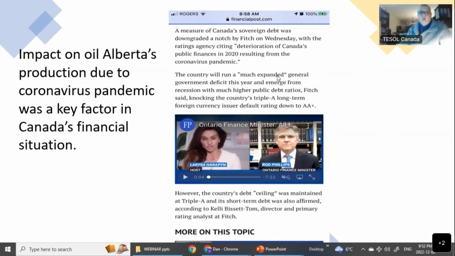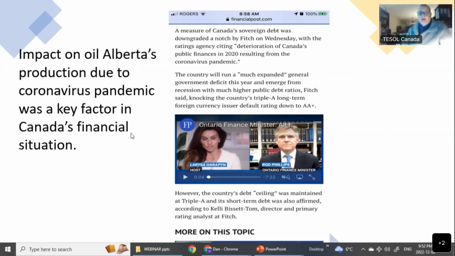And then this is just more about that thing that happened. A big piece of the equation was the impact on Alberta's oil production due to the coronavirus pandemic, a key factor in Canada's financial situation.